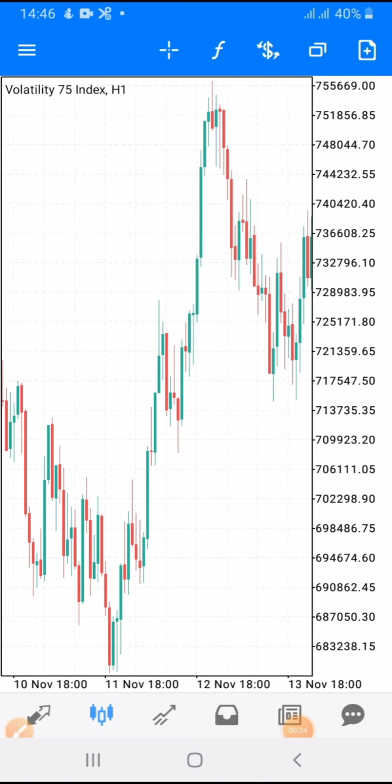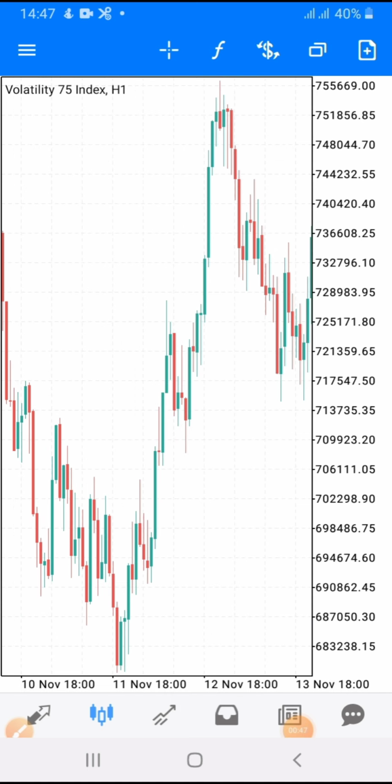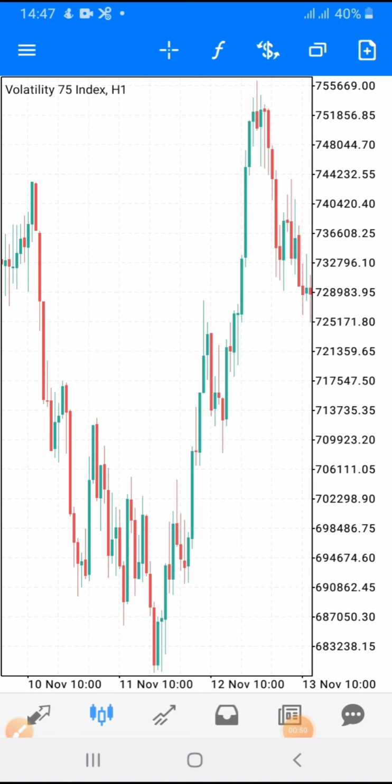If you are familiar with volatility 75, you will understand that it moves very fast and you can get your account blown in a twinkle of an eye. If you do not know how to analyze volatility 75 and you embark on trading it, you will blow your account in a twinkle of an eye.